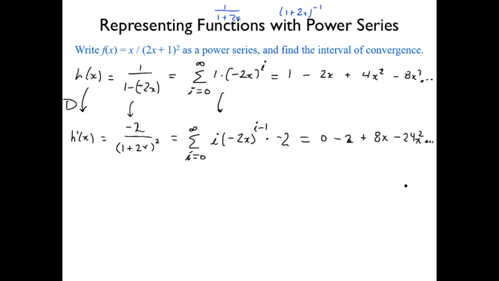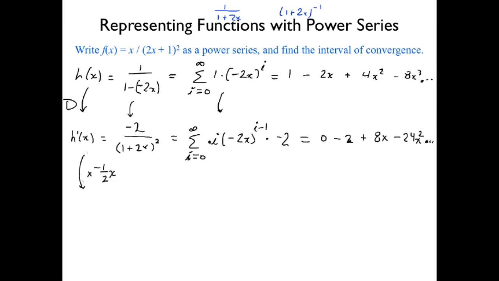Now, is h prime the same as f? No. But it's an easy adjustment, right? What do we need to do to h prime to get f? We've got to get rid of the negative, we've got to get rid of the 2, but then we also need an x. So what are we going to do? Multiply by negative 1/2 x. Everyone see that?